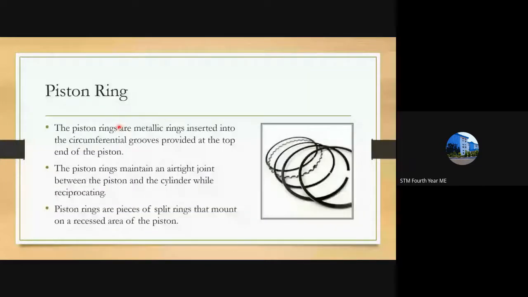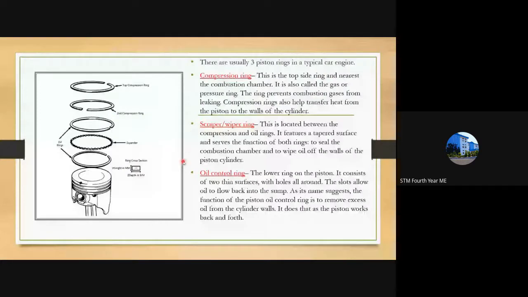There are usually three piston rings: a compression ring, another one also called a scraper or wiper ring, which is also a compression ring, and then comes the oil ring. So what does a compression ring do? This is the top side ring and nearest to the combustion chamber.